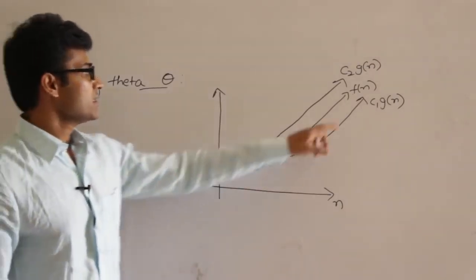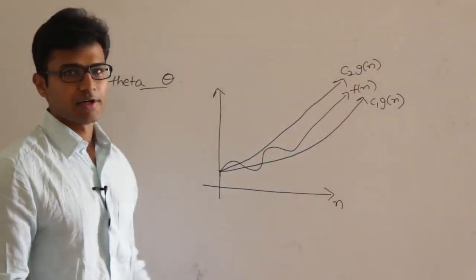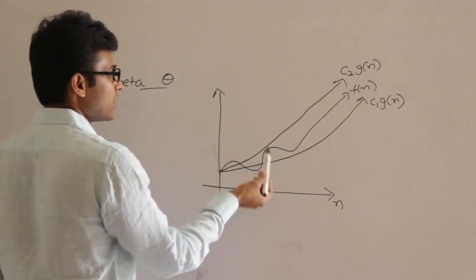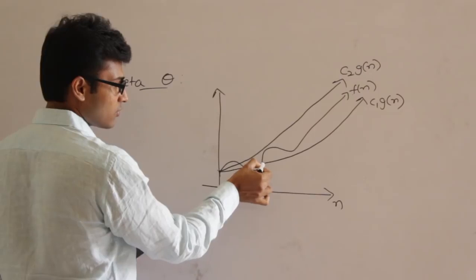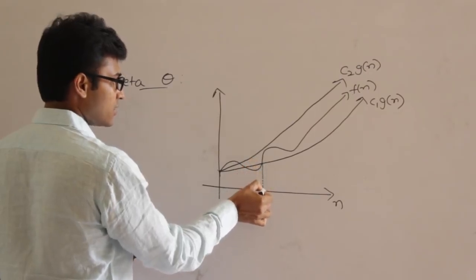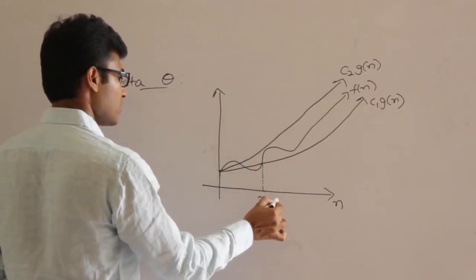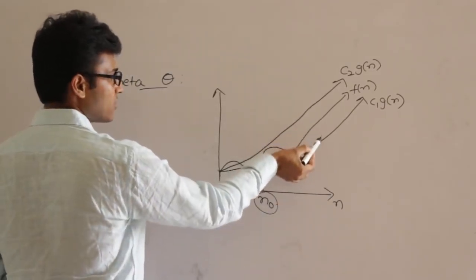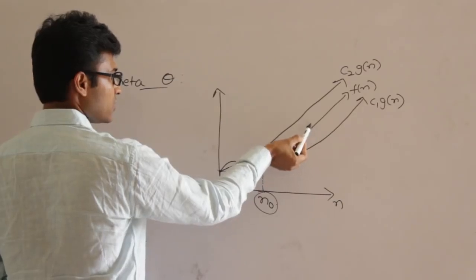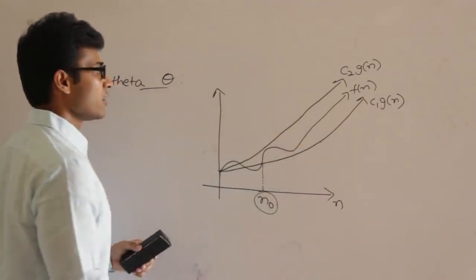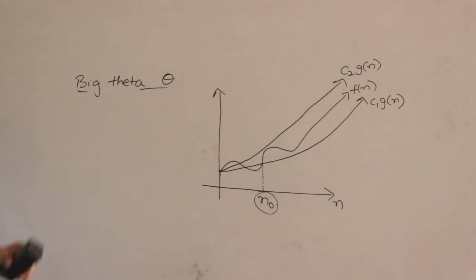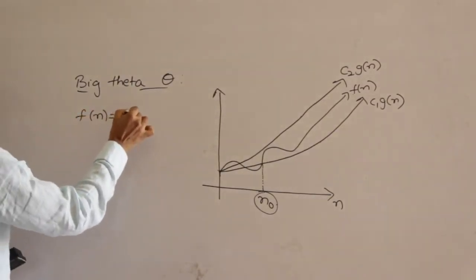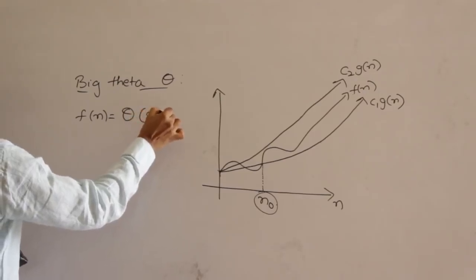So these constants c1 and c2 could be different, and moreover after what value you could take any value after which it is true. So let us say this value is n naught, which means after this value of n naught both of them will agree, which means c1 into g of n will be less than f of n and c2 into g of n will be greater than f of n.